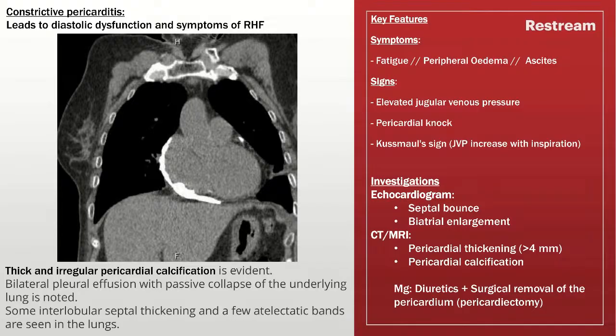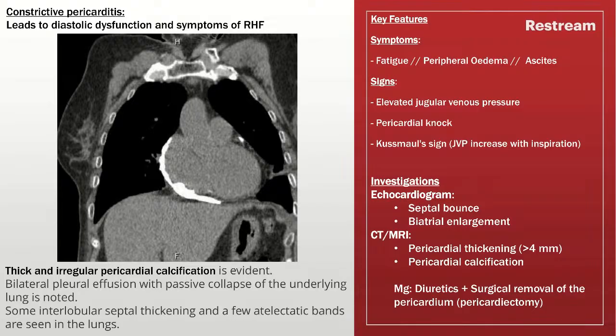Usually JVP should decrease with inspiration. As the chest wall expands, blood can return to the heart through the internal jugular and the SVC. However, with Kussmaul's sign, because there's so much pressure and strain on the right side of the heart, with inspiration the backlog of blood actually causes the JVP to increase.